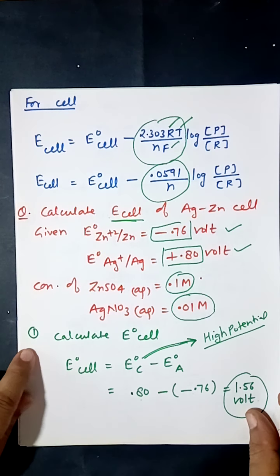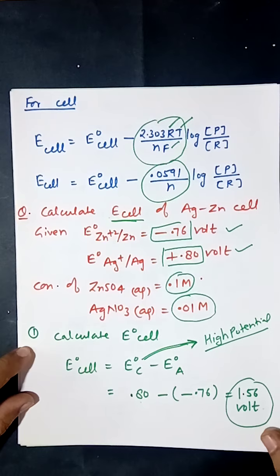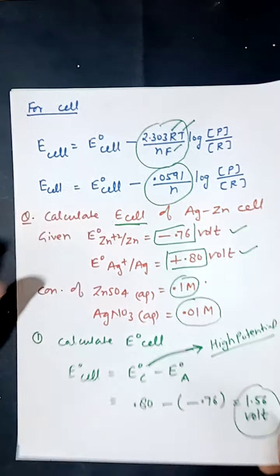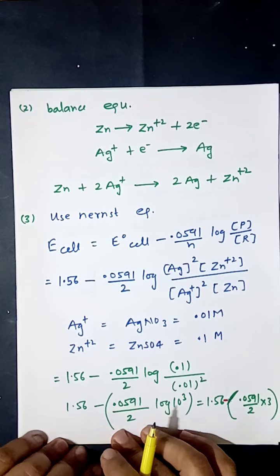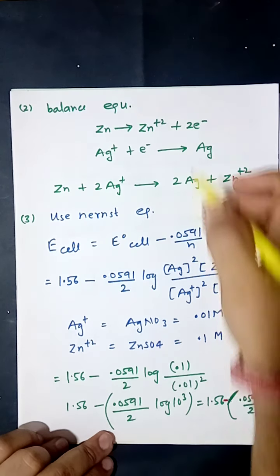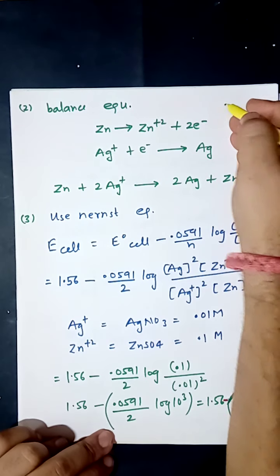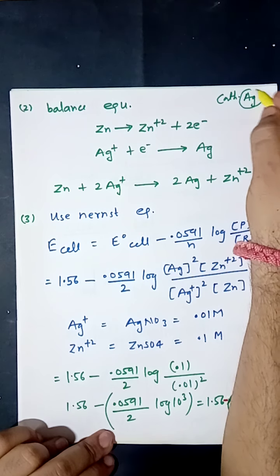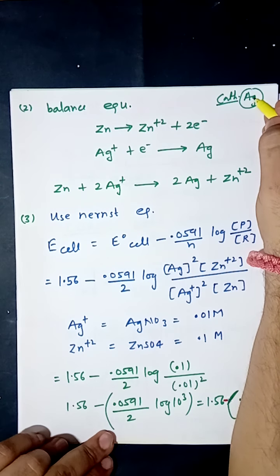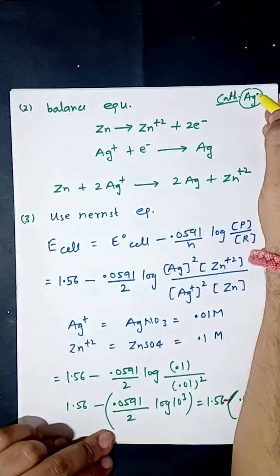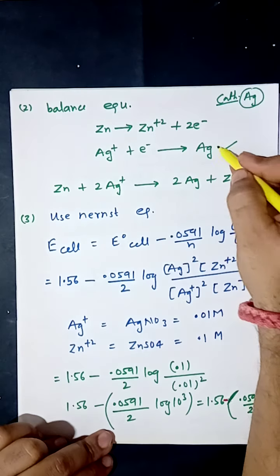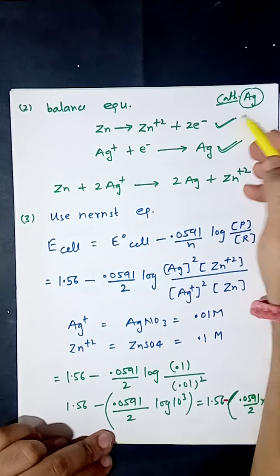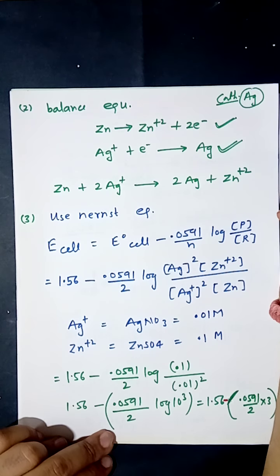So this should be the very first step to find E cell: first calculate E naught cell. This number we have already calculated. Second step, we should write a balanced equation. Now this is very important. For the balanced reaction, we already identified that silver is the cathode, and because silver is the cathode, silver should undergo a reduction reaction. So write the reduction reaction for silver. Obviously zinc will undergo oxidation, so this is the oxidation reaction for zinc.